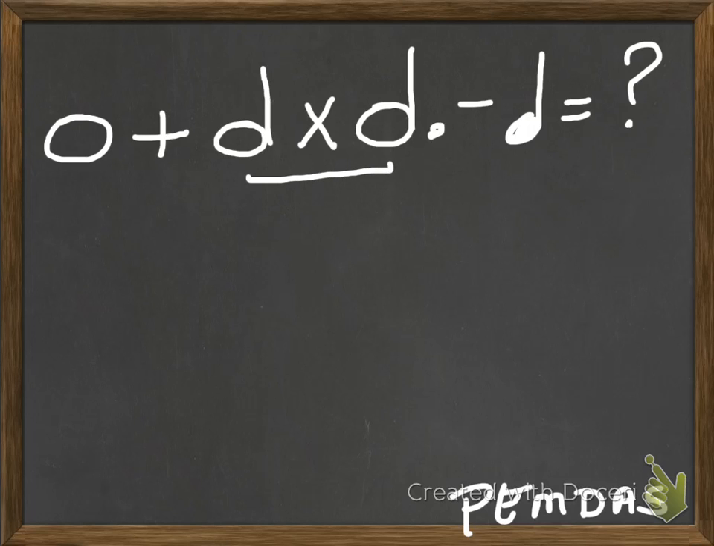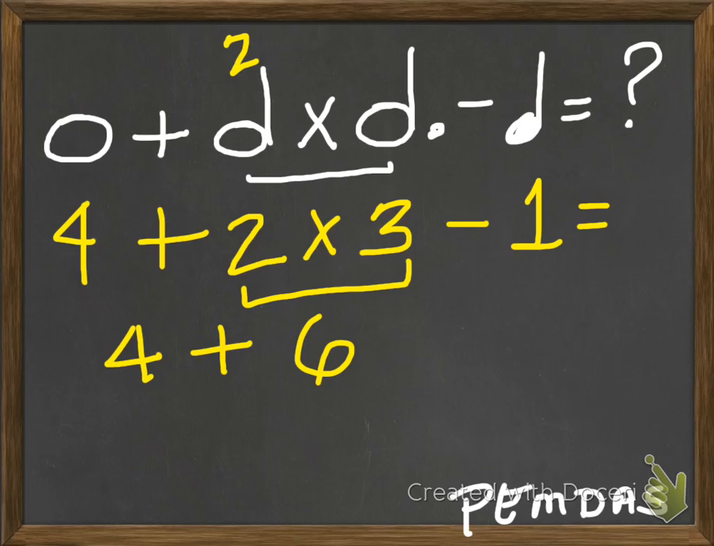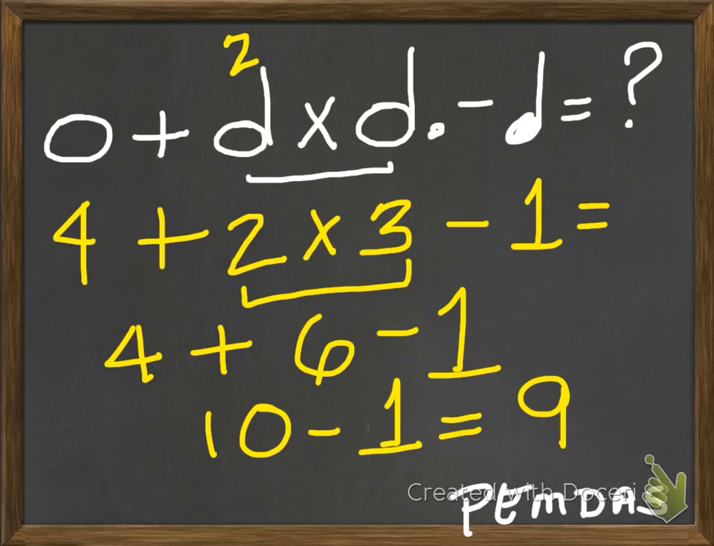So let's multiply. So we have 2 times 3. Okay? So let's copy down the rest of our numbers. 4 plus, minus 1. 2 times 3 is 6. Copy down the other numbers. So now we solved our multiplication. Now our addition and subtraction is in order from left to right. So we're starting from the left. 4 plus 6 is 10. Minus 1 equals 9.